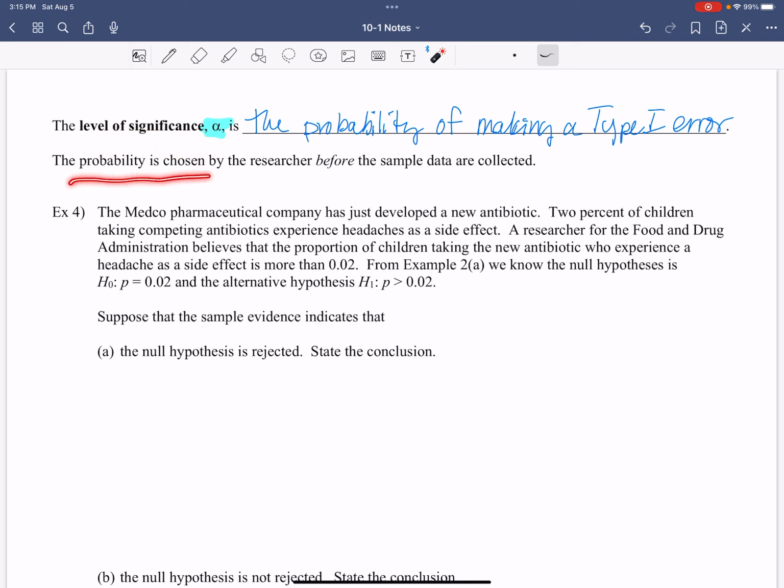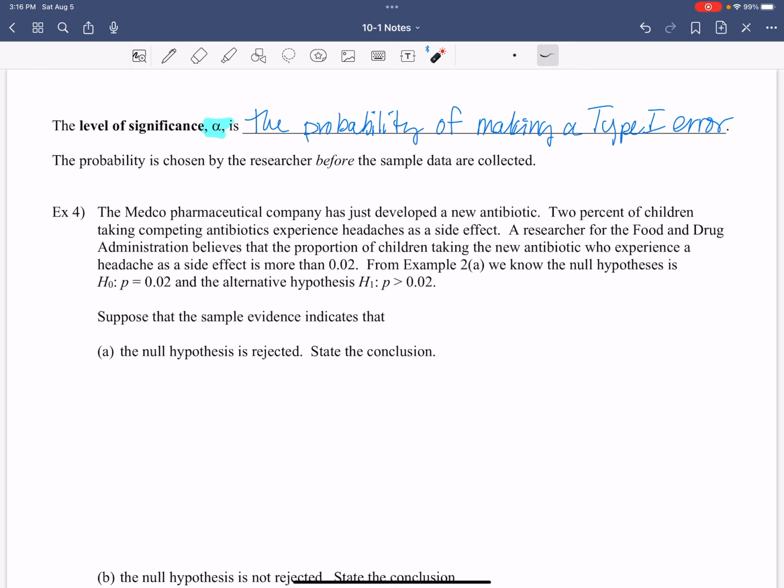Okay? The probability is chosen by the researcher before the sample data is collected. All right? So that's part of what's laid out in advance. And that's always given to you because it's laid out before. So you're always going to be given this level of significance and then you work with that.